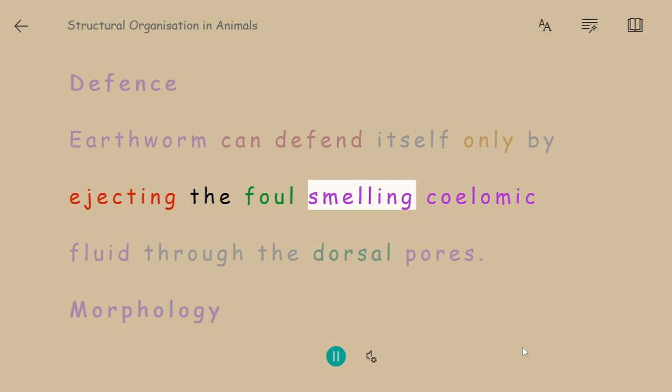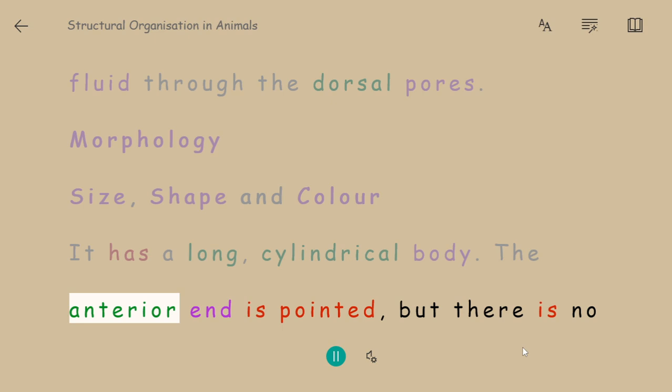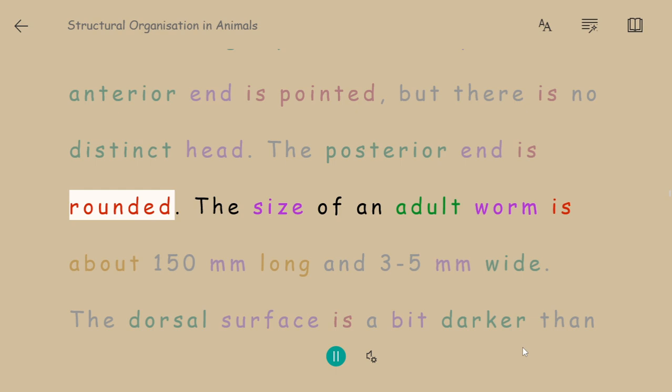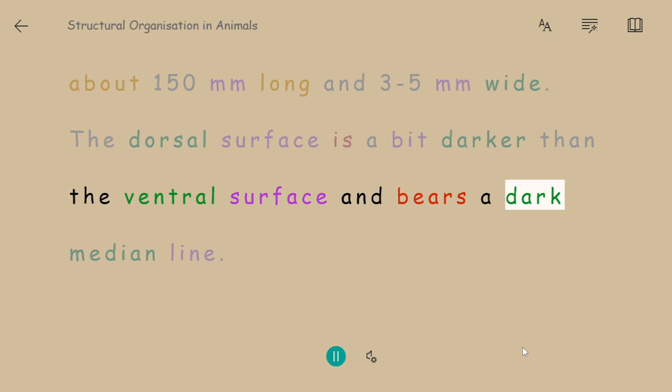Morphology. Size, shape, and color. It has a long, cylindrical body. The anterior end is pointed, but there is no distinct head. The posterior end is rounded. The size of an adult worm is about 150 mm long and 3 to 5 mm wide. The dorsal surface is a bit darker than the ventral surface and bears a dark median line.